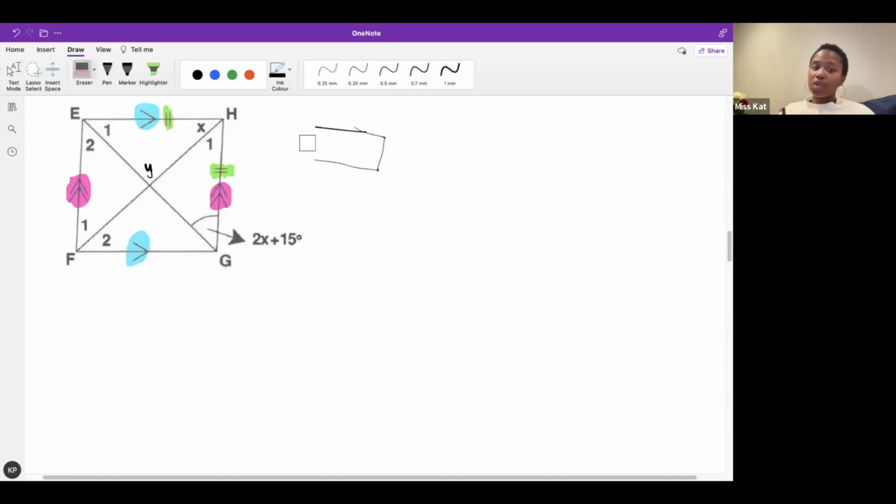You can't assume it's a rectangle until you prove it. Okay, it's possible that you can prove that it's a parallelogram. Sai says, I'm a bit confused with the adjacent. Adjacent means next to each other.